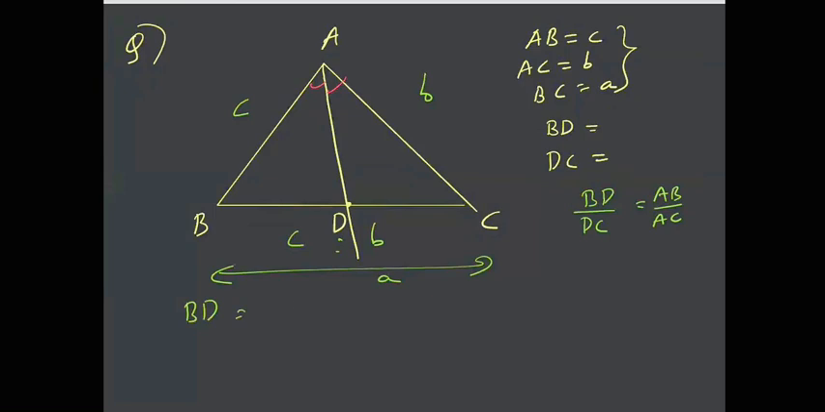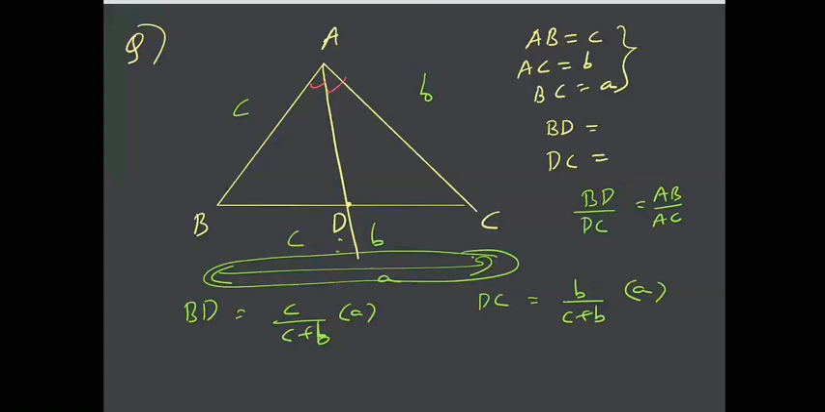So what will be BD? This will be c by (c plus b) into a, and DC would be b by (c plus b) into a, because this entire length a you need to divide into two parts in the ratio c to b. So first you divide this length a into c plus b equal parts. We have got a over (c plus b). And out of those c plus b parts, we are giving c parts to BD and b parts to DC. That is how we have written this: c times a by (c plus b) and b by (c plus b) into a. Okay, good.